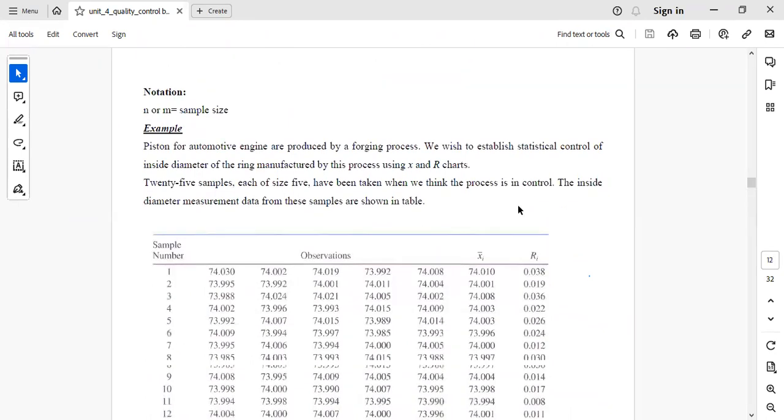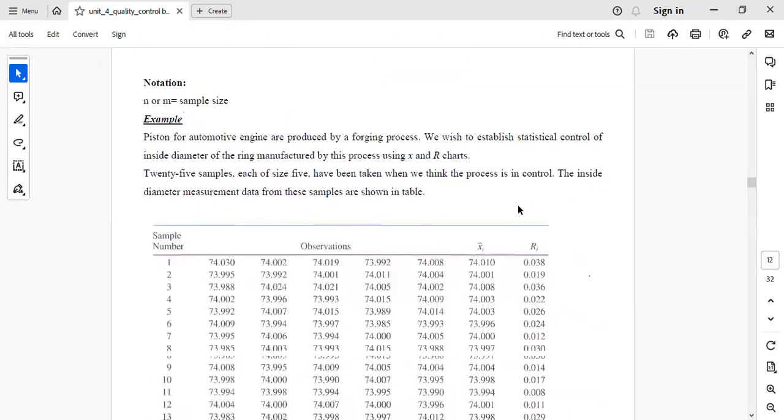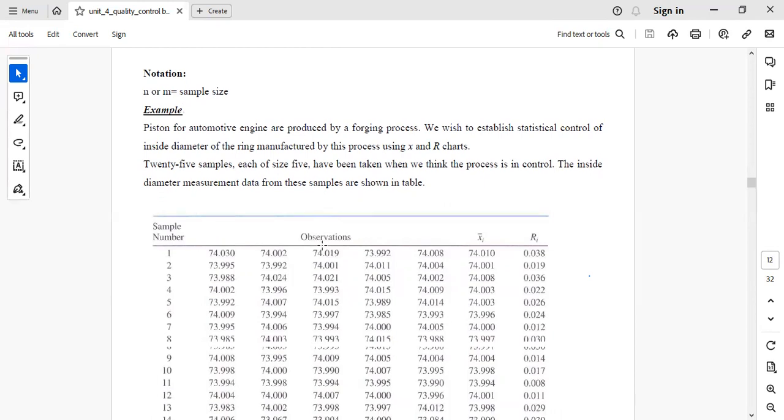Now to having an example, we have an example here. This is an automotive engine, where they are manufacturing pistons. I don't know if you know what pistons are, but this is the kind of data they collected. They have 25 samples, and each sample has 5 values or 5 observations.